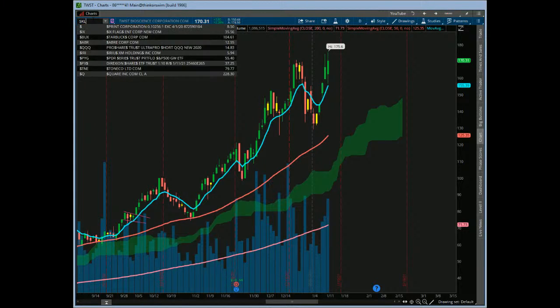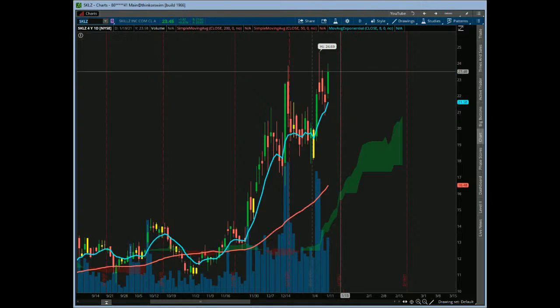And then skills to pay the bills. Again, a nice push up here today as well. Would like to have closed a little bit stronger without such an upper shadow. Kind of closed below that guy right there. But we'll see if we can get any more strength on it. Again, it's been pretty hot recently.